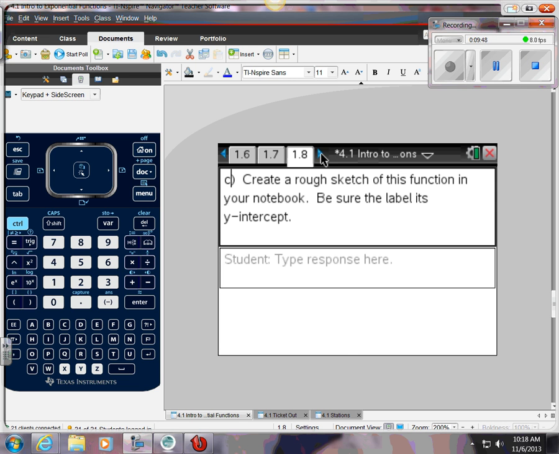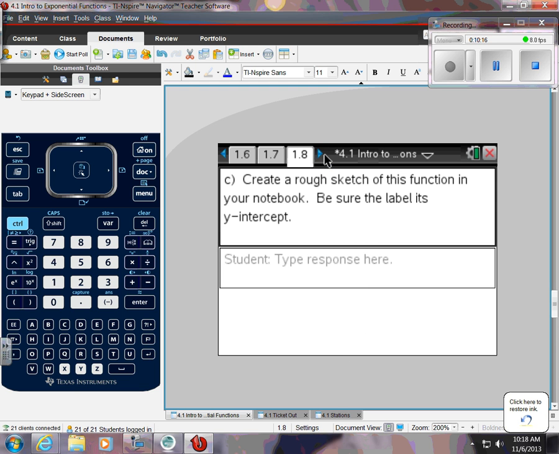Okay, so let's see. We should have something that looks with a value here at 0, 7, right? It's probably going to look something like this. How many of you had something that looked like that? Yeah, it's increasing on the interval from negative infinity to positive infinity. It has a y-intercept at 0, 7. Okay, good. Any questions about that? Next page.